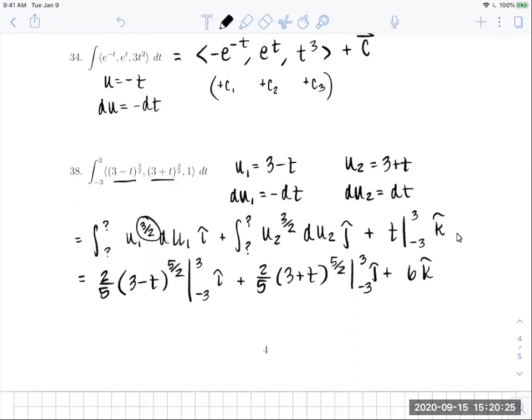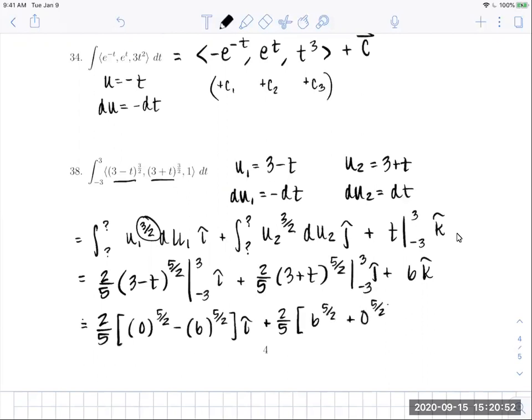All right, so now let's evaluate. So we have 2/5. So first I have a 0 raised to the 5/2 power minus a 6 raised to the 5/2 power. And that's in the i hat. Similarly, for the next one, when I plug in 3, I get 6 to the 5/2. When I plug in -3, I get out 0. And this is j hat, and we still have our 6 k hat.